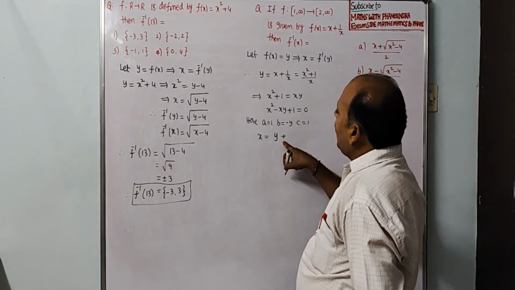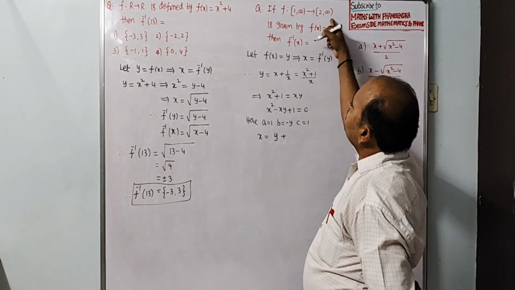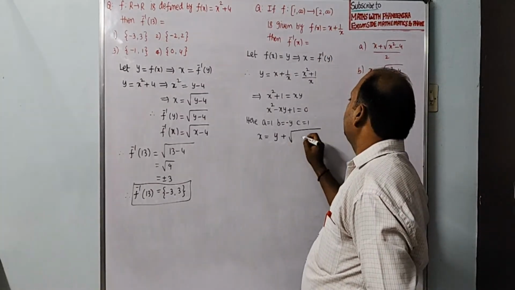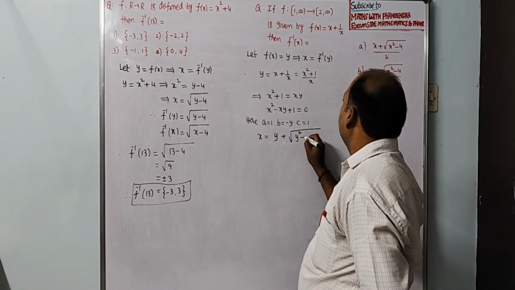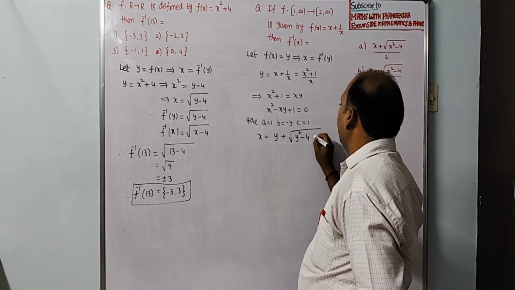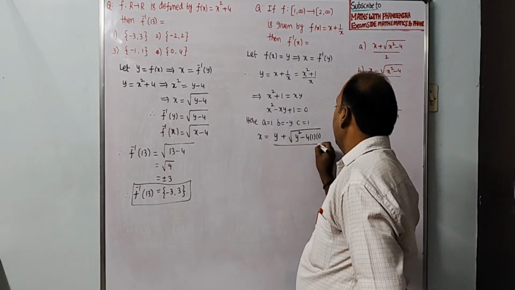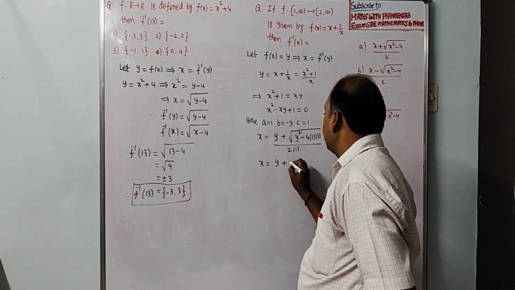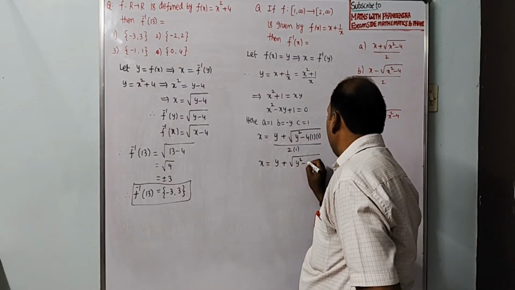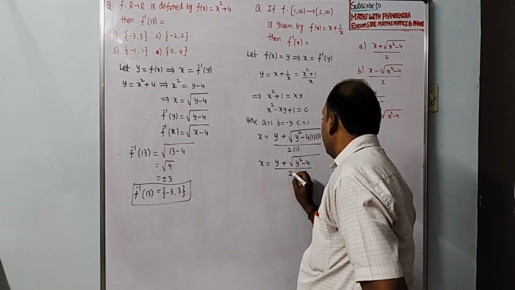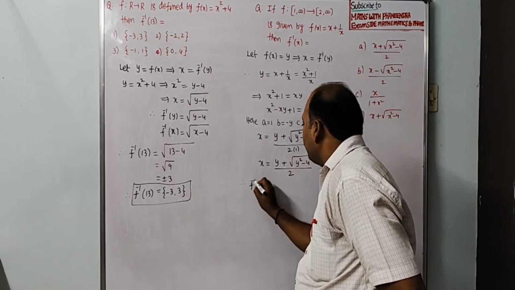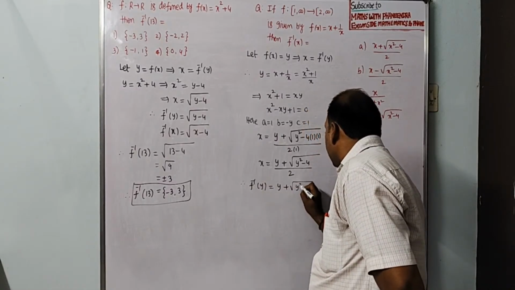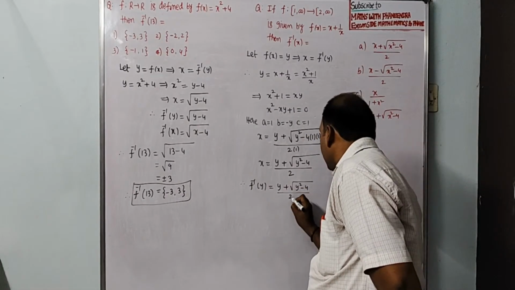Here, why I am not taking minus: all y values are positive values. That is the reason I am considering plus. Root over b square means y square, minus 4 into 1 into 1, by 2a, 2 into 1. So x equal to y plus root y square minus 4 divided by 2. Therefore, f inverse of y equal to y plus root y square minus 4 divided by 2.